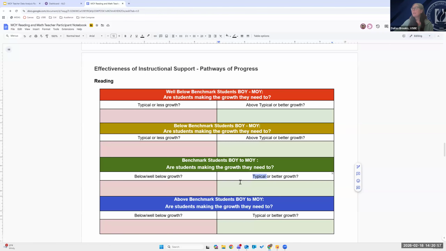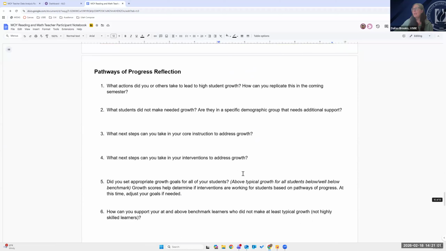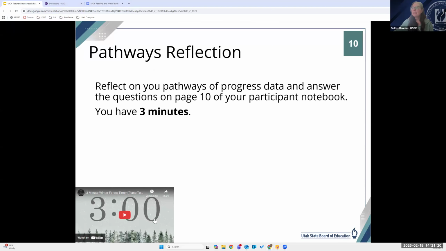So in your participant notebook, we are going to be on page 10. There's quite a few questions there. Just start working through those questions, answering them, type in here just to kind of get thinking about what that data really means and what it means for our students. Again, I'm going to give you about 3 minutes to work through those questions.